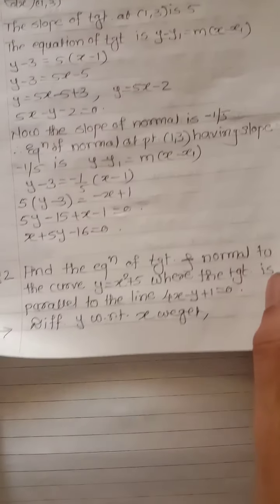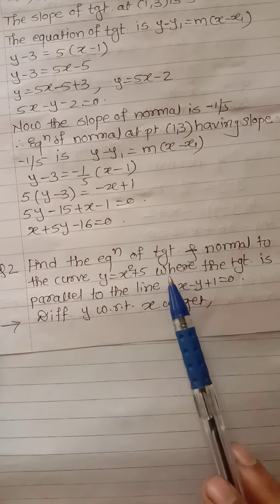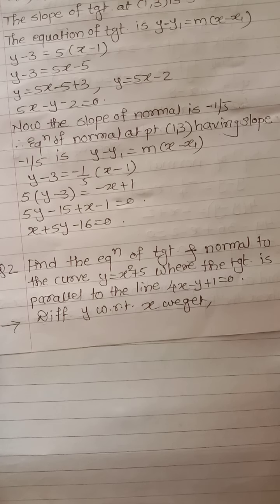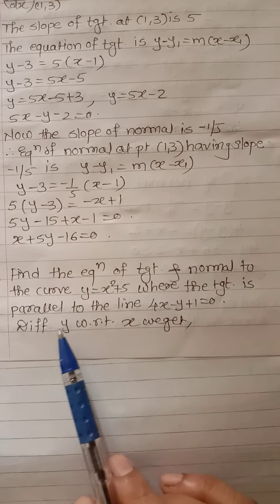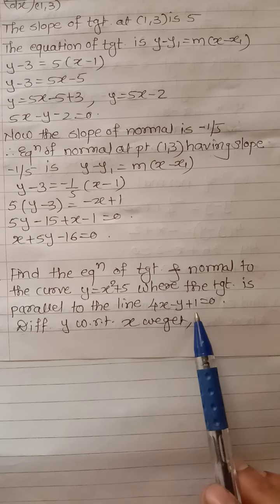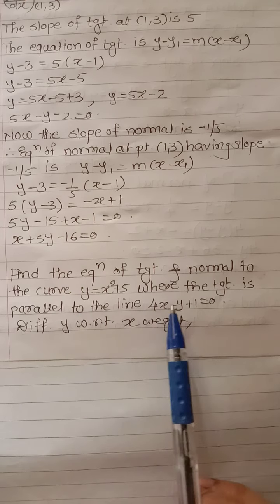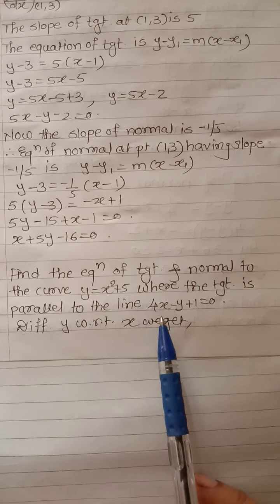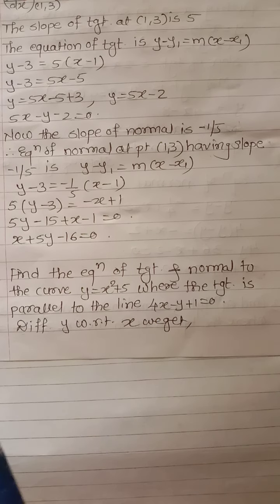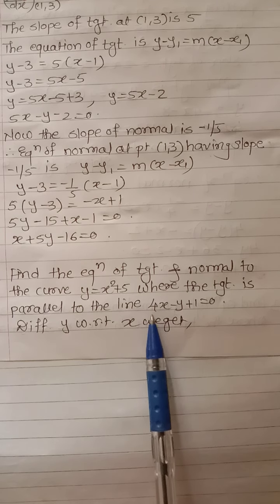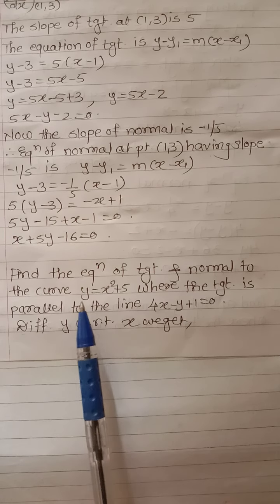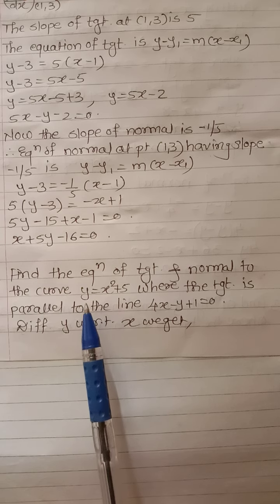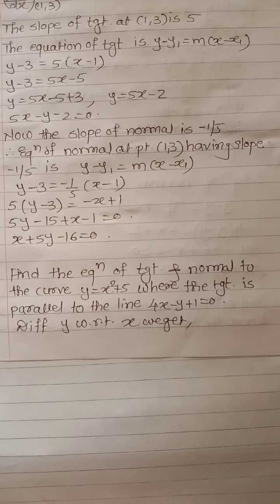Okay, now go to our second question. Our second question is what? Find the equation of tangent and normal to the curve y is equal to x square plus 5, where the tangent is parallel to the line 4x minus y plus 1 equal to 0. Now here, instead of a point, they give one equation of a line. In the first question, a point is given, but instead of a point, they give 4x minus y plus 1 equal to 0 as a line. But the equation of the curve is given, that curve is y is equal to x square plus 5.